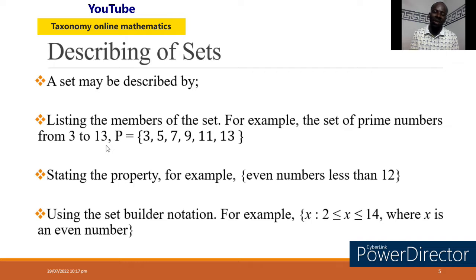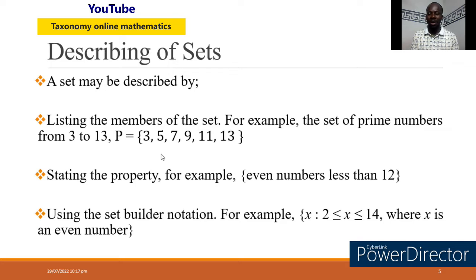Then we can also describe a set using the set builder notation, whereby we have a set of x such that 2 is less than or equal to x, and x is also less than or equal to 14. This set will become less ambiguous if we know what the x stands for. So in this case, the x is what? An even number.